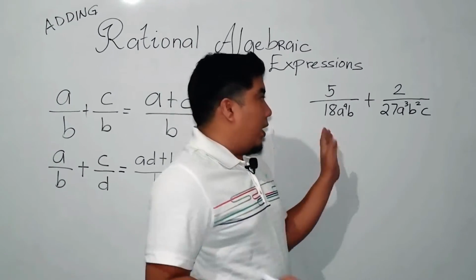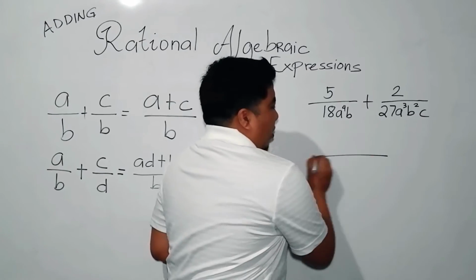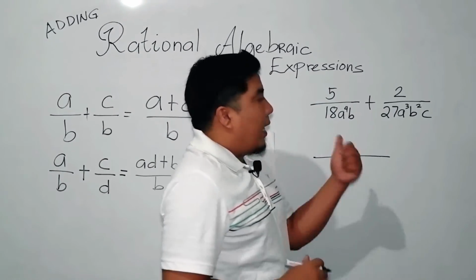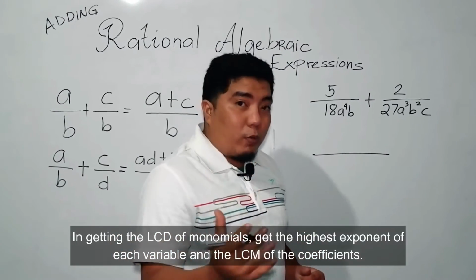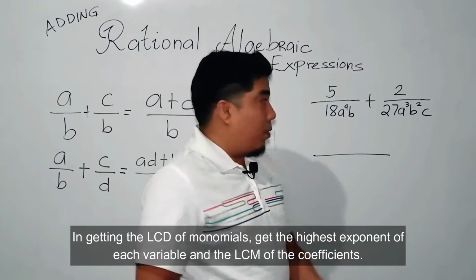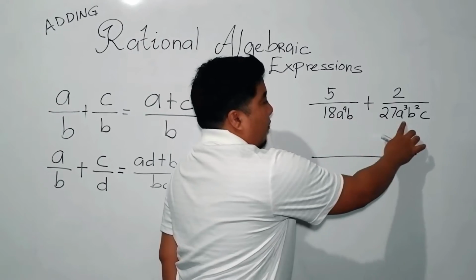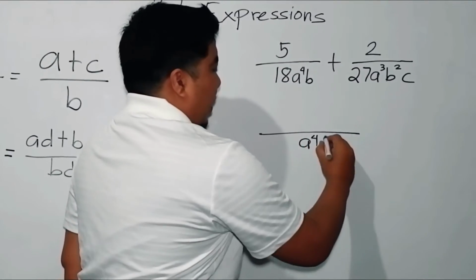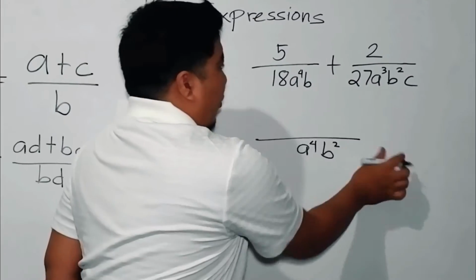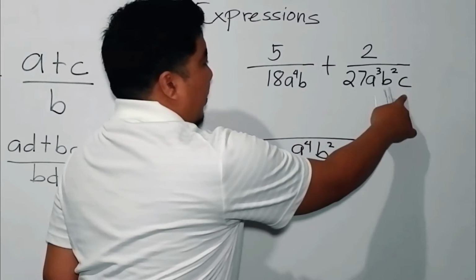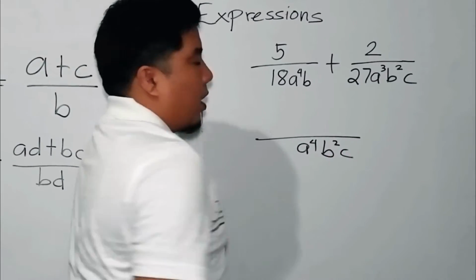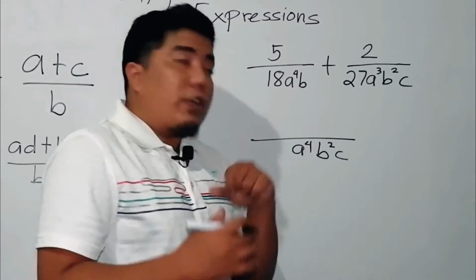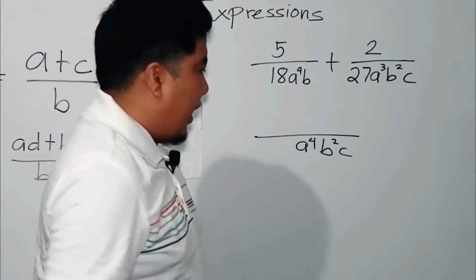The first thing you should do is make a long line, which is the bar. Then you get the highest exponent of the variables. So the highest exponent of a here is a to the 4th. For b, we have b squared. And for c, this doesn't have any c, but we have a c here. So we'll copy the c, since that will serve as the highest exponent for that particular variable.